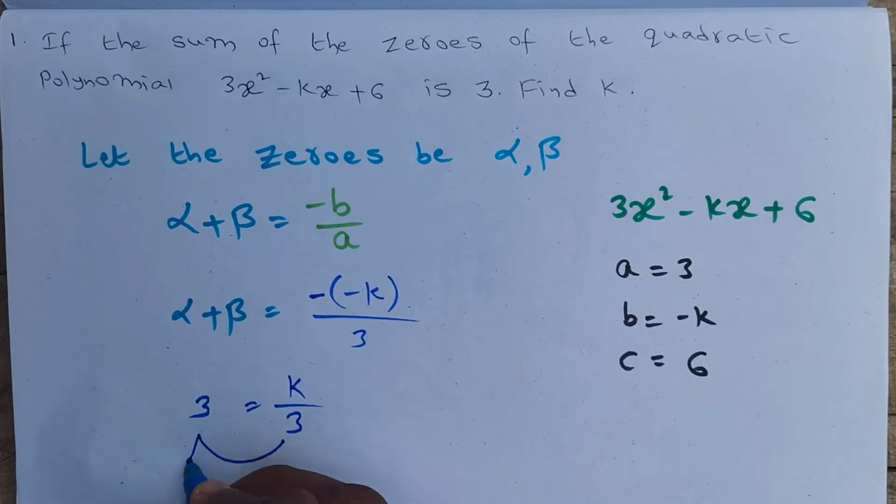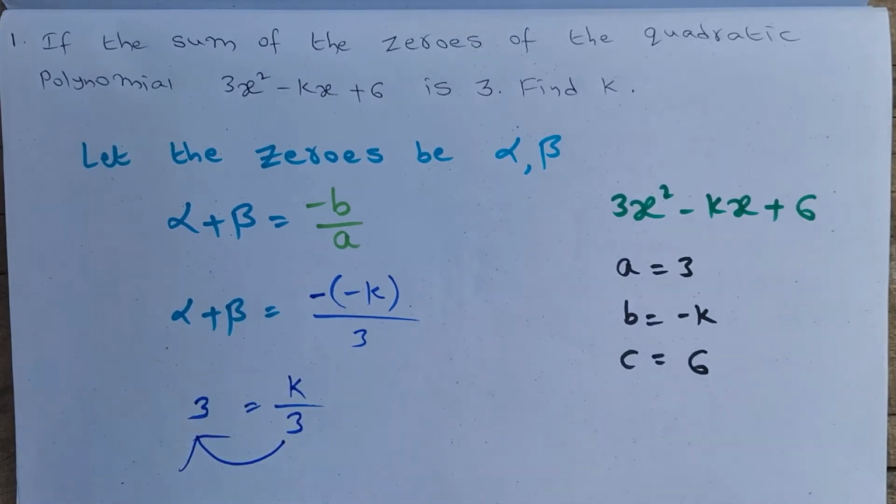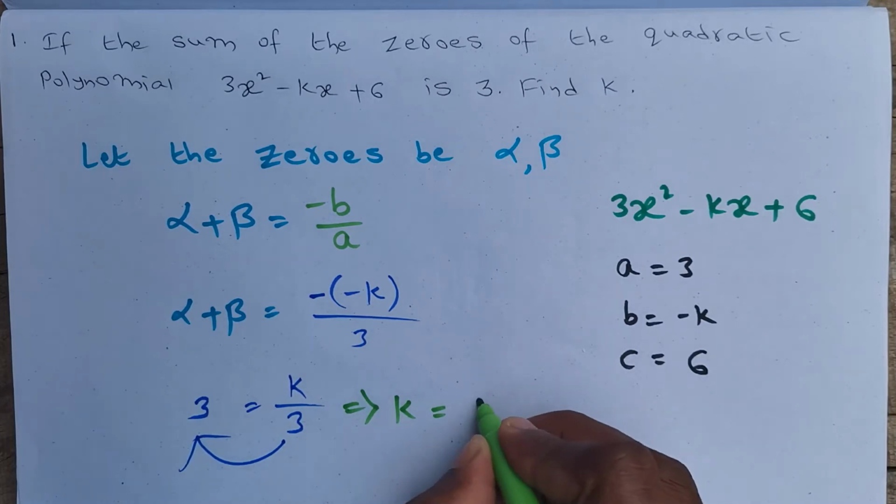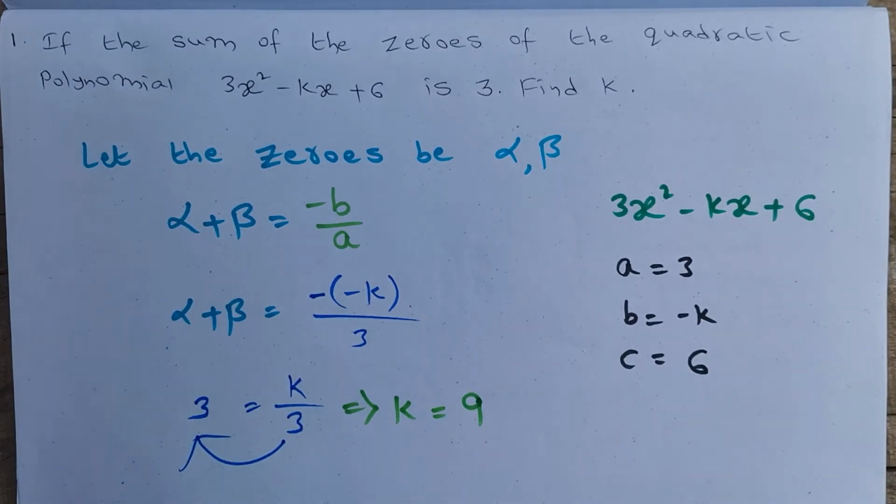Now I will take this 3 to the left side. So what we will get then? K is equals to, here it is division. If I am taking this to another side, it will become multiplication. 3 into 3, 9. So the value of k is 9.